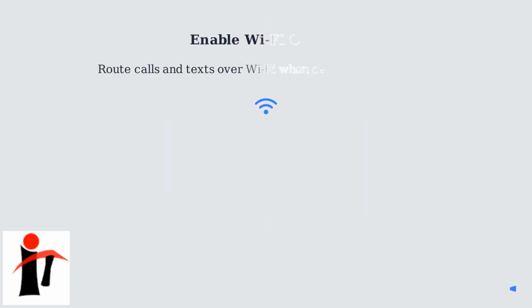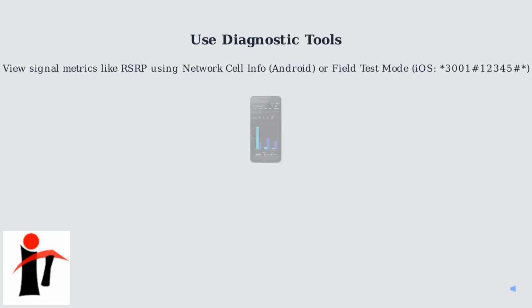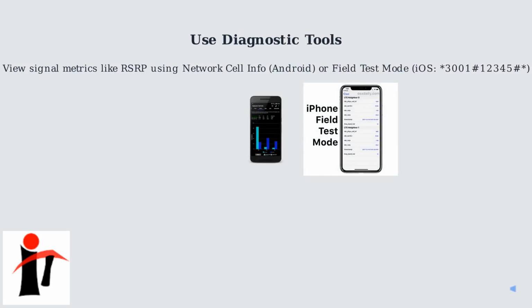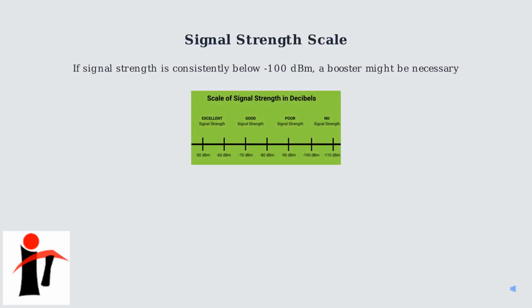If basic troubleshooting doesn't resolve the no bars issue, consider more advanced techniques. Enable Wi-Fi calling in your phone's settings to route calls and texts over Wi-Fi when cellular signal is weak. Use diagnostic tools like Android's Network Cell Info or iOS's Field Test Mode 3345 to view signal metrics such as RSRP. If signal strength measured in dBm is consistently below -100 dBm, a signal booster might be necessary.